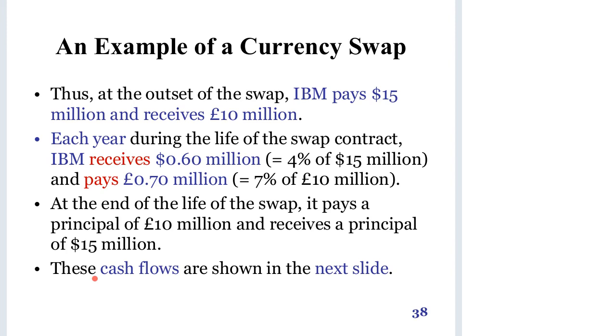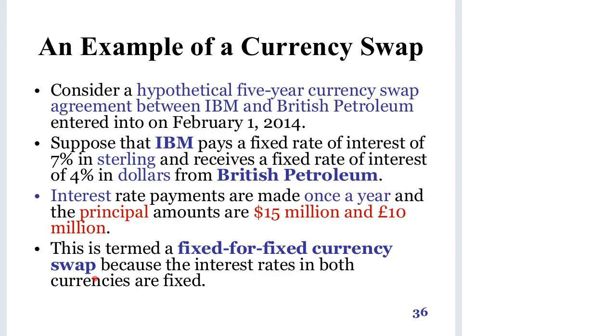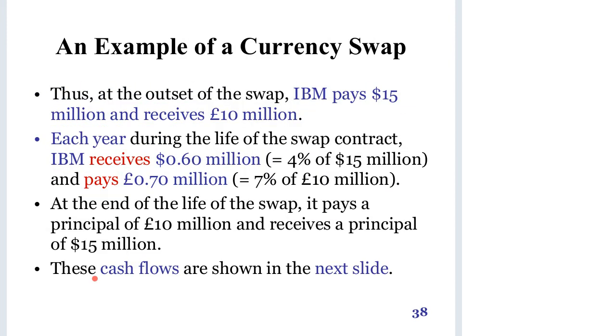So, at the outset, as you can see, IBM pays $15 million and receives 10 million sterling. During the life of the contract, what happens? IBM gets the dollars. How much? Remember, if I go back, it receives a payment of 4% in dollars. So 4% of $15 million, which is $0.6 million, is what it receives every year. On the other hand, how much does it pay? It pays 7% on the sterling. Sterling is 10 million, so 7% on 10 million is 0.7 million sterling.